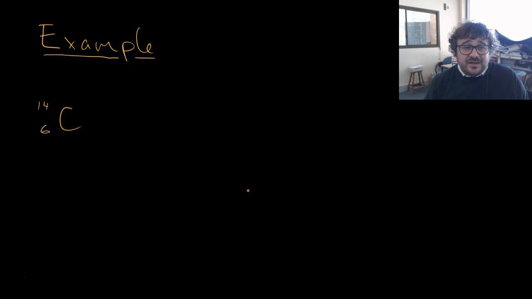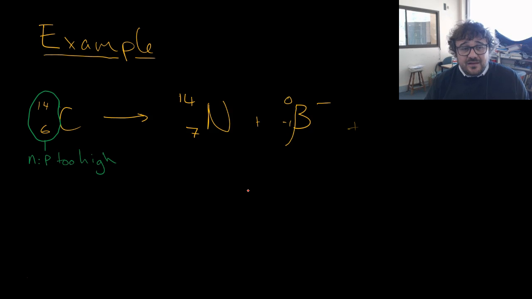Now let's have a quick look at an example. So what we see here is that the neutron to proton ratio is too high. There are too many neutrons in our carbon-14. So our carbon-14 goes through beta decay, or beta negative decay, and what this means is it releases this beta negative particle right here, which is a high-speed electron. It releases the antineutrino over here.